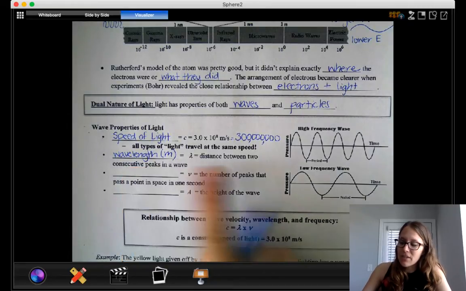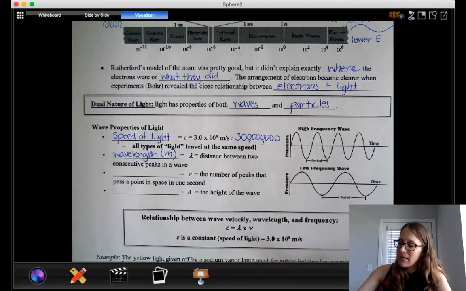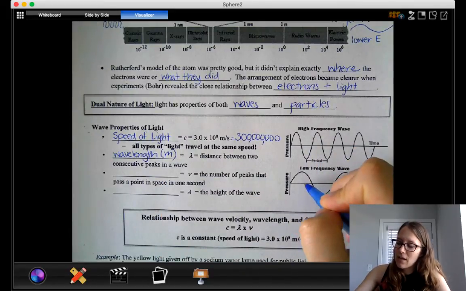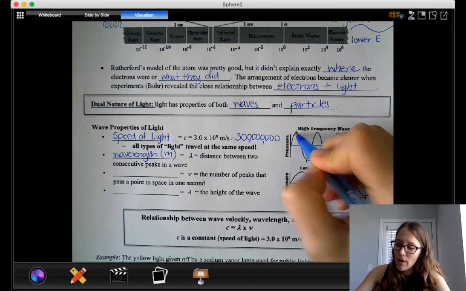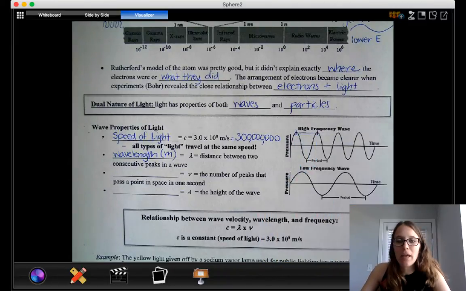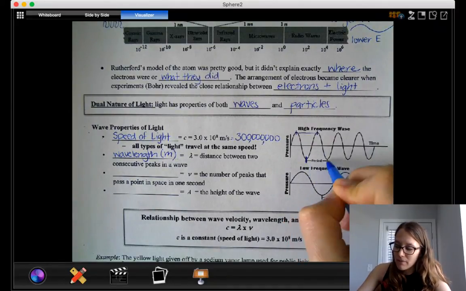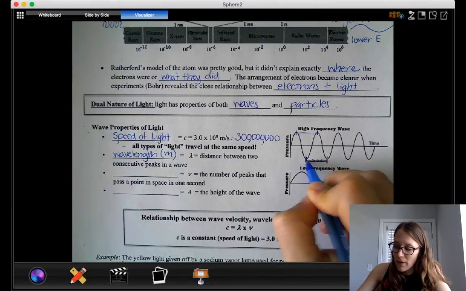For wavelength, this is the distance between 2 consecutive peaks in a wave. What that really means is if I wanted to measure the wavelength, I would just start at the top of a wave and measure how far it is to the next top. That would be a wavelength. I could also measure from the bottom of a wave to the bottom of a wave. So here to here would also be a wavelength.